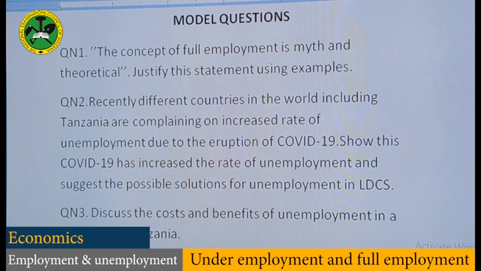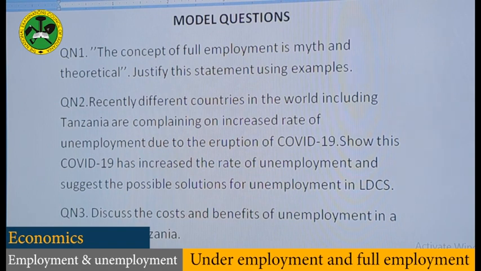The first part has to show how COVID-19 has caused unemployment. We discuss that. Then later on, you are going to suggest the solutions for unemployment in LDCs. LDCs means less developed countries, including Tanzania, because they are also facing the problem of unemployment to the maximum. You have to give solutions on this one. But before, we have to show how COVID-19 has resulted in an increased rate of unemployment in many parts of the world. COVID-19 is the coronavirus disease of 2019.